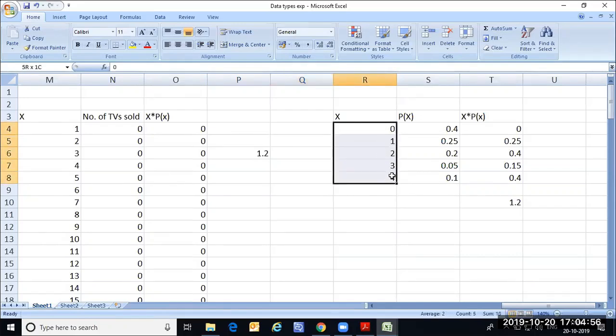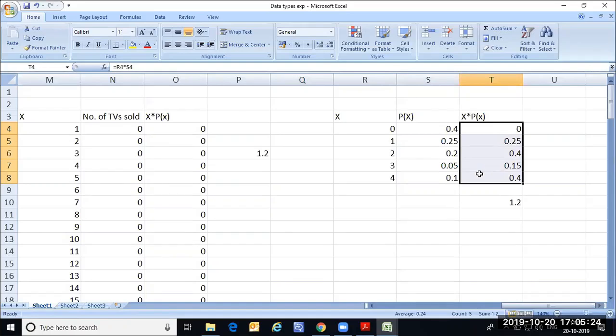Now I've taken the same data. Is it visible, friends? 0 TVs getting sold, probability associated is 0.4. 1 TV, 0.25. 2 TVs, 0.2. 3 TVs, 0.05. 4 TVs, 0.1. If I take the product of X with the relative probabilities, it will be this. If I take the summation of it, 1.2.